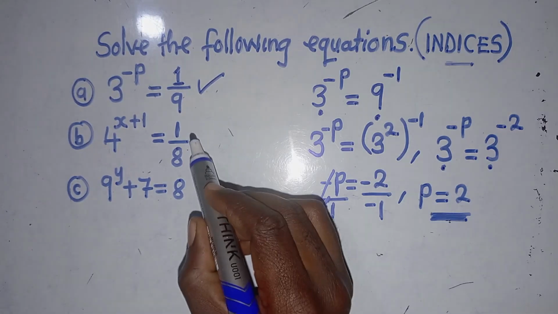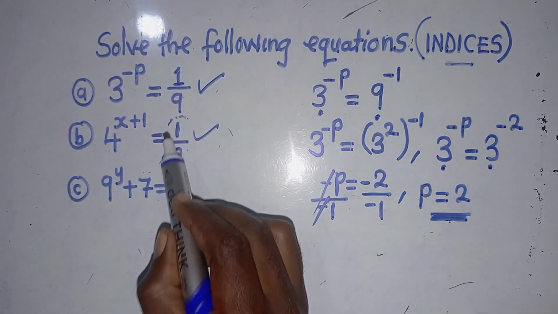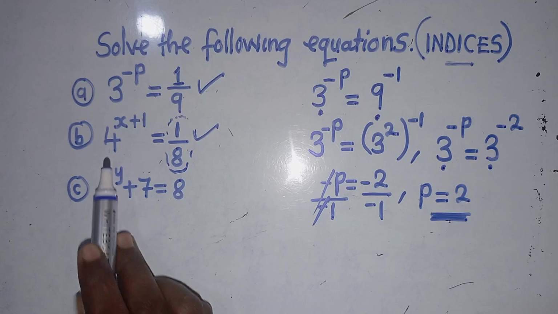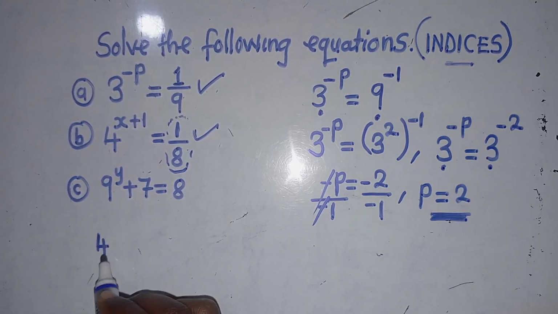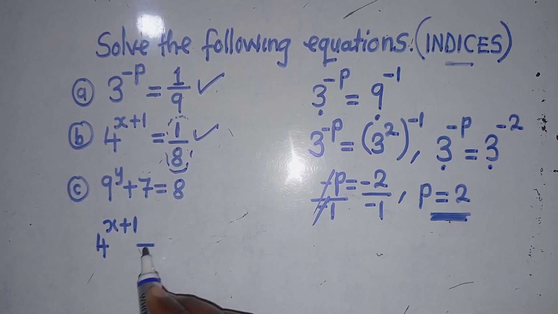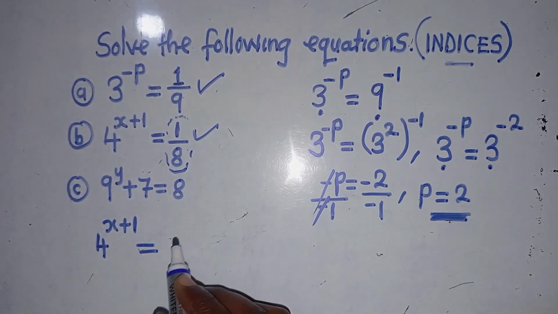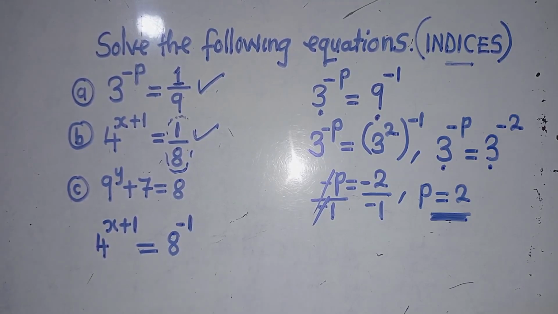We now go to this other one. I've told you, whenever you see this, there is no 1 over here, so we need to change this one to a positive index. We are having 4 to the power x plus 1, which is equal to 1 over 8, and how can we change that? That is 8 to the power negative 1. So you need to know how to change from negative index to a positive index.